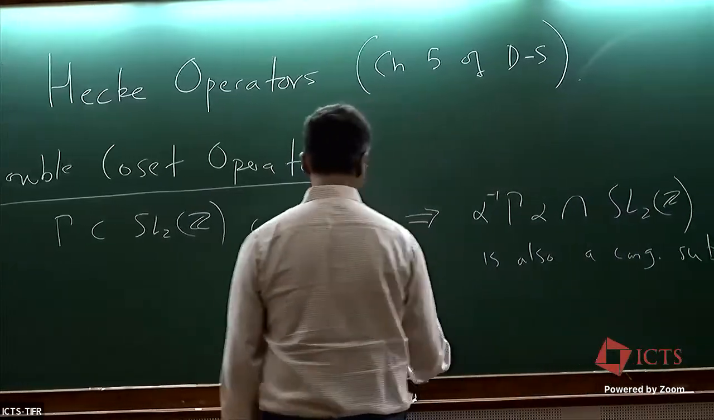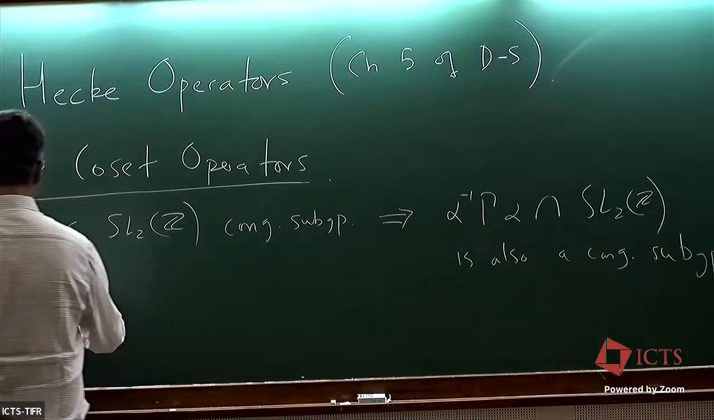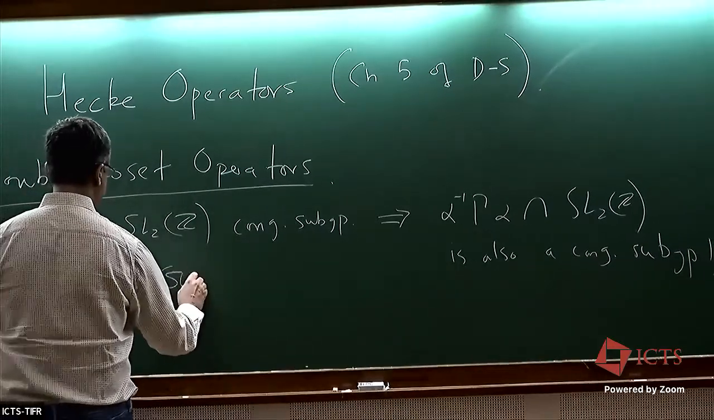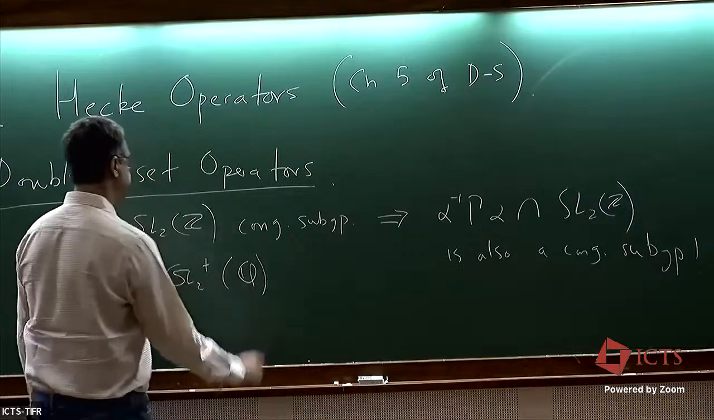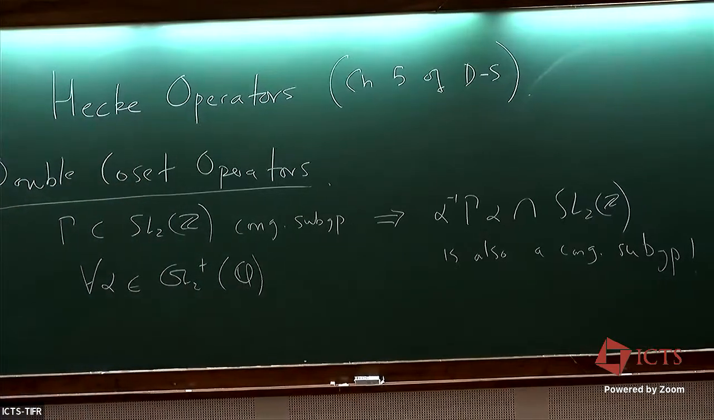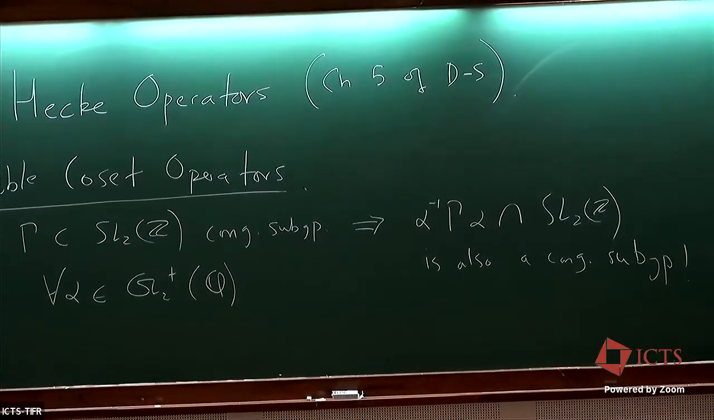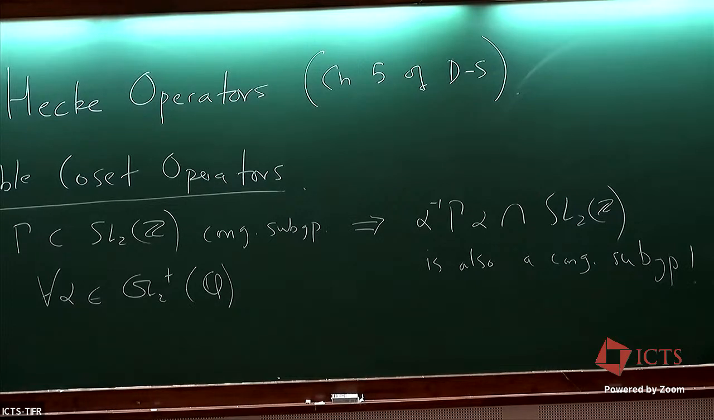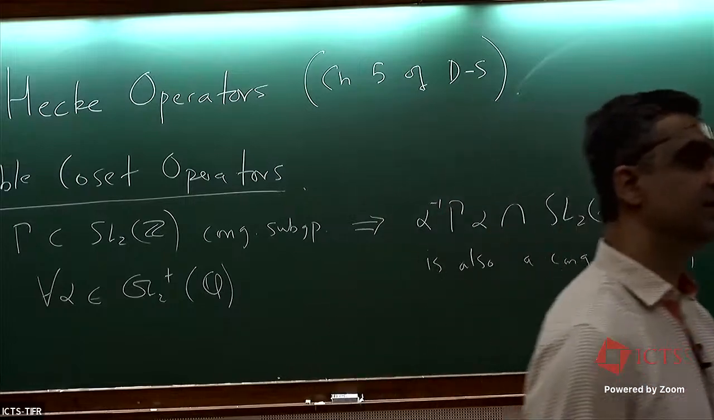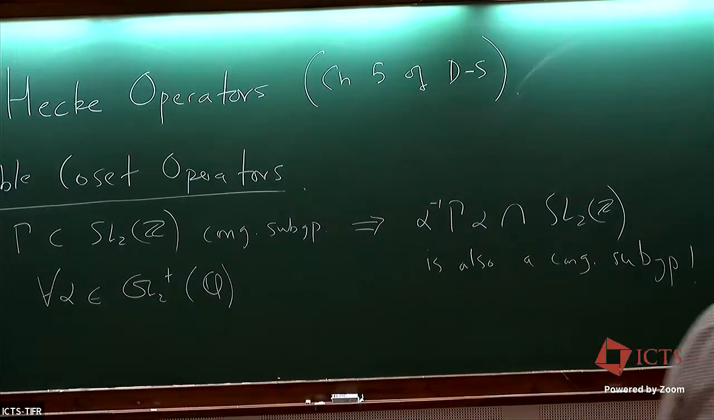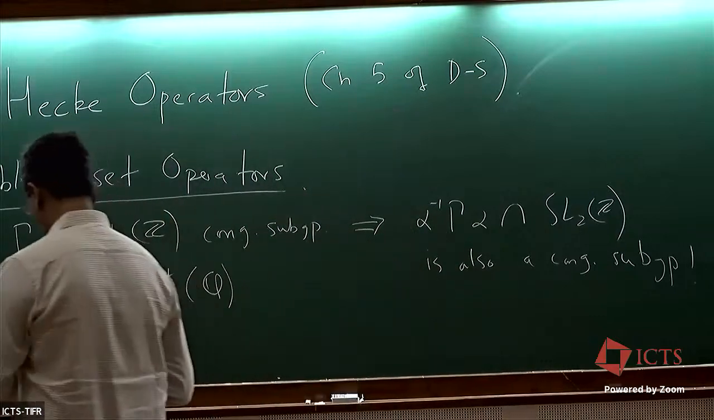Here, this is for all alpha belonging to GL2 plus Q. So alpha is a matrix with rational entries, and the determinant is a positive number. For many of these things, probably you don't even need that, but for applications, it suffices to take determinant positive. The main matrix here will be (1 0; 0 p) or something like that. Spoiler alert: it's all going to boil down to alpha being the diagonal matrix (1 0; 0 p), but you can develop the theory for general alpha.